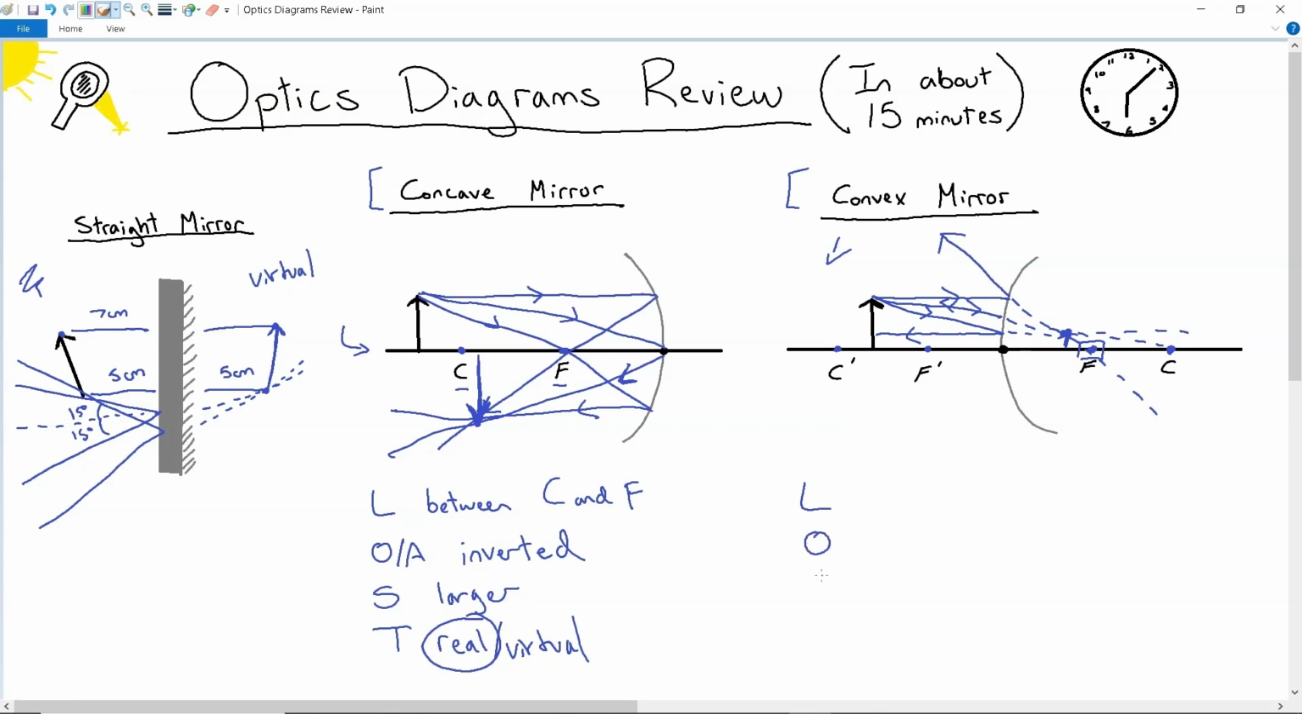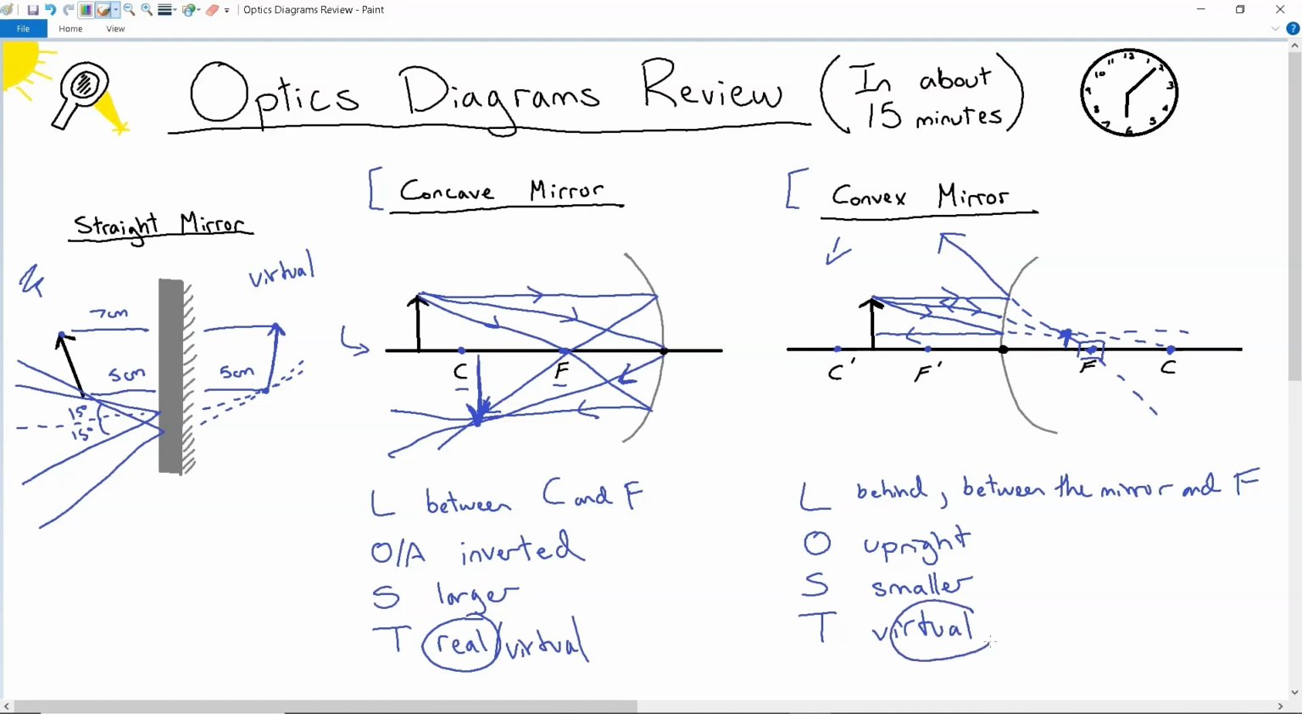Okay, let's see if we can describe our image. The descriptions may vary depending on what your teacher is looking for, but I'll just give you the characteristics or descriptions that I'm used to using. So in this example, I could say the location of our image is behind the mirror, between the mirror and F. O is orientation or attitude. This time it looks upright. Size, it is noticeably smaller than our object. And type would be virtual, because we had to extend our reflected rays virtually beyond the mirror or behind the mirror to get an image.